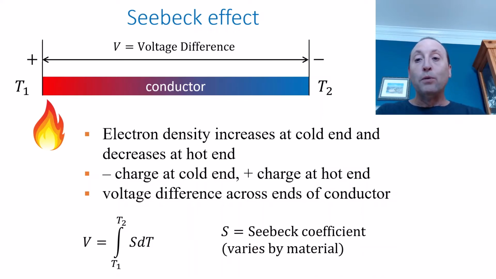The voltage that is created, the potential difference between one end of the conductor and the other, depends on a material property called the Seebeck coefficient. We write that with an S. It varies with material. It also varies with temperature, as we'll see in a little bit. So in order to calculate the voltage from the temperature on one end to the temperature on the other, we would integrate this Seebeck coefficient over that temperature difference.